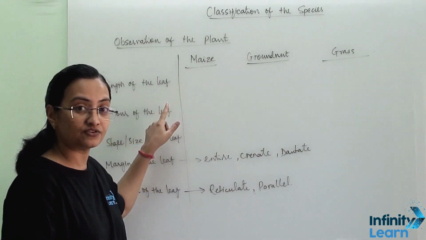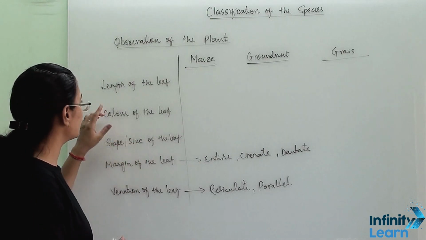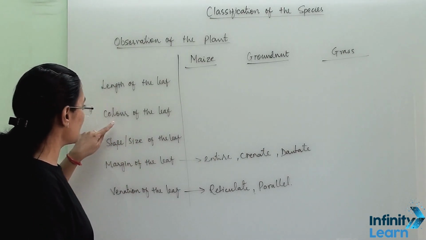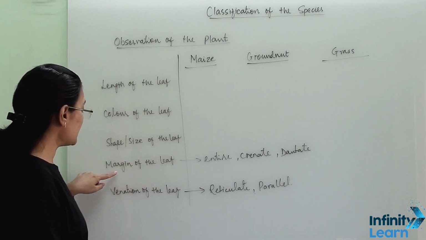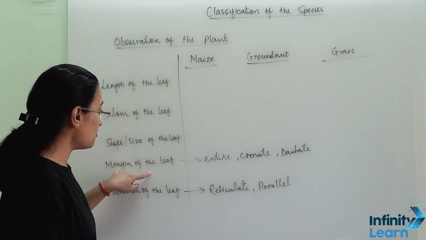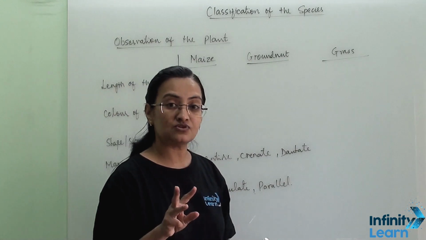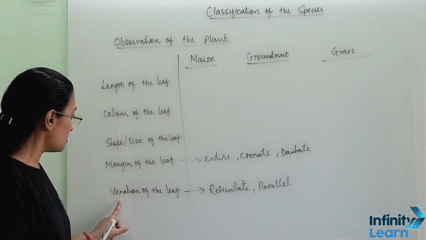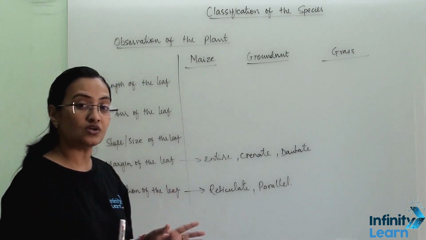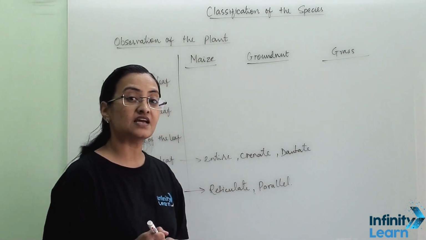And for the leaf, we are going to discuss the following characteristics: length of the leaf, color of the leaf, shape and size of the leaf. Then comes margin of the leaf. There are three types of margin: entire, crenate and dentate. Then comes venation of the leaf. There are two types of venation: reticulate and parallel.